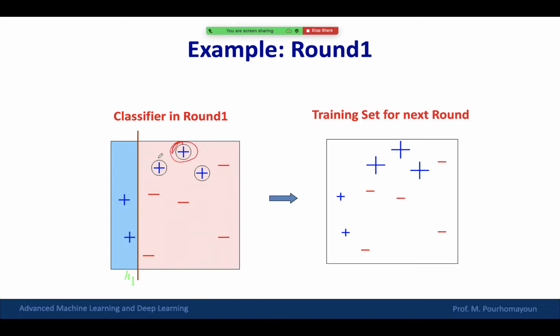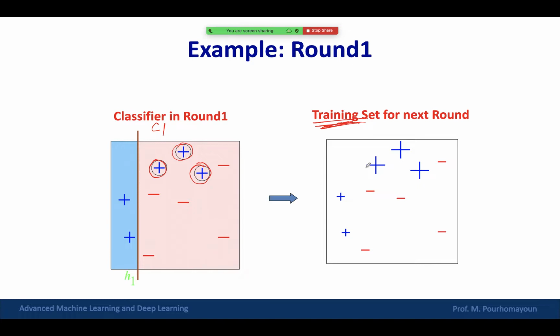These three samples were misclassified by this classifier, right? This classifier predicts everything on the left-hand side as positive and everything on the right-hand side as negative. So it misclassified these three samples. We can understand that these three samples are probably difficult samples that were problematic for the first classifier. So for the next round, I increase their weight, or I repeat those samples in the next round. This is a new training data set that will be used for training the next classifier.